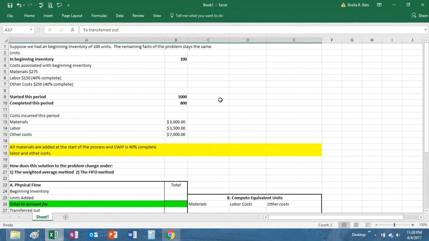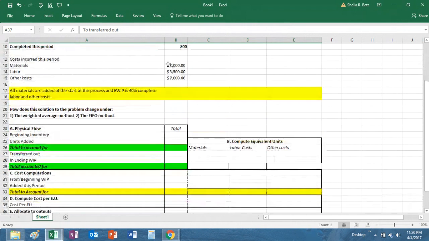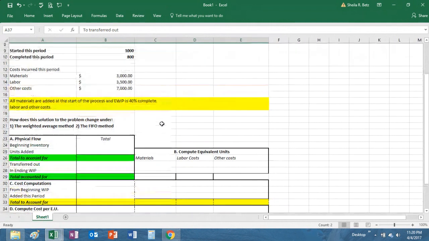So when we're looking at beginning inventory, we're going to treat beginning inventory as if we started it and completed it this time period or this month, and therefore we're going to accept the cost that was attached to any beginning inventory as if it occurred this month. So the biggest thing with process costing is to use these templates. They are your biggest lifesaver, in my opinion, and help keep all the information in one location.